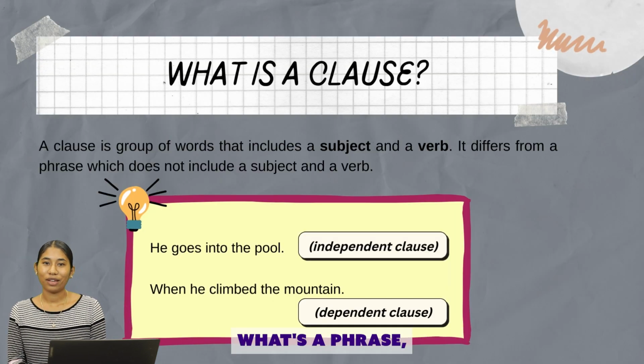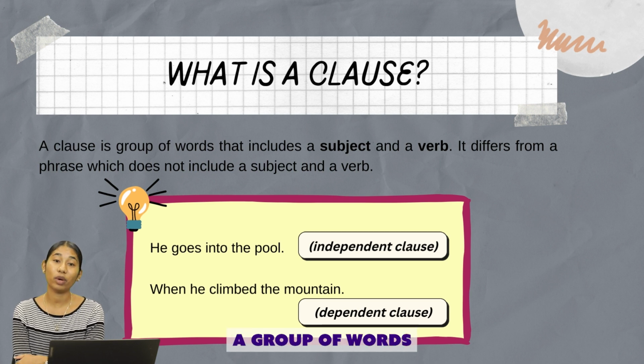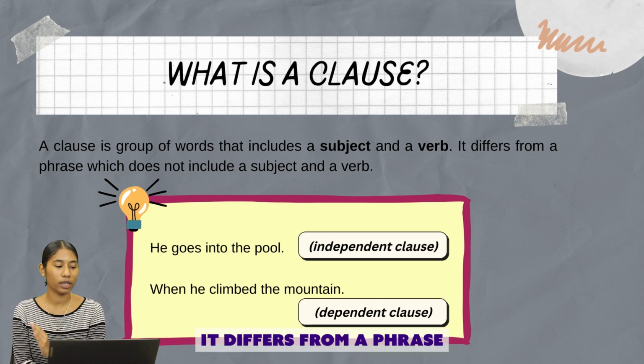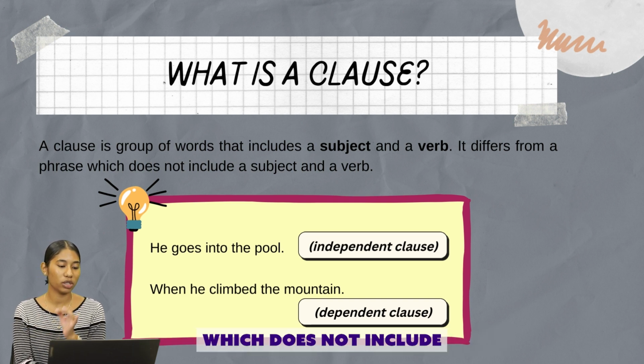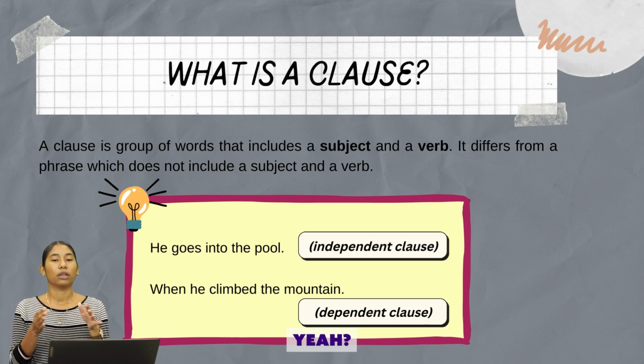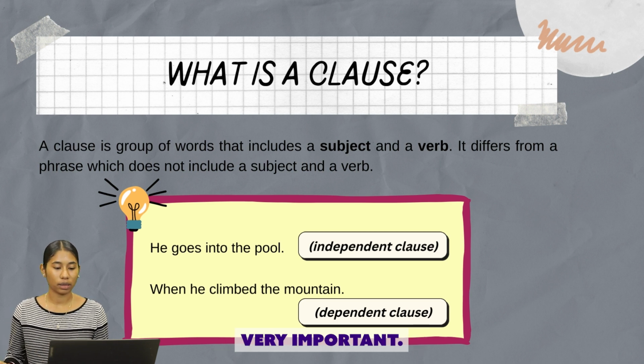And now that we know what a phrase is, what is a clause? So a clause is a group of words that includes a subject and a verb. It differs from a phrase which does not include a subject and a verb. Yeah? Subject and a verb. Very important.